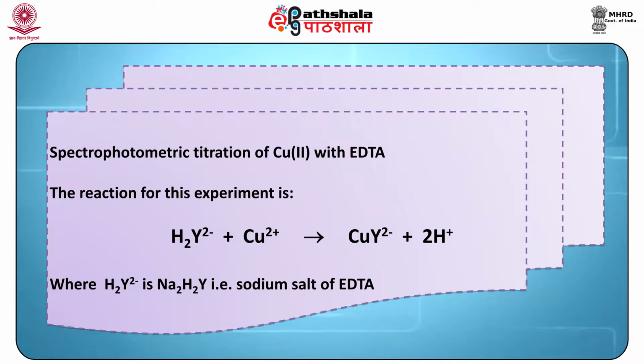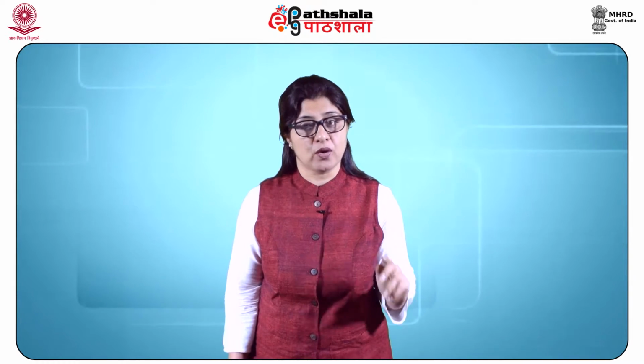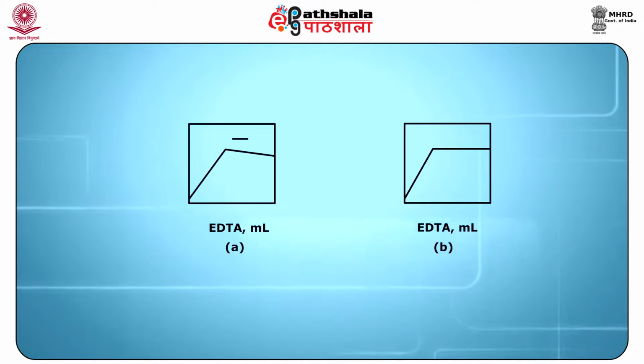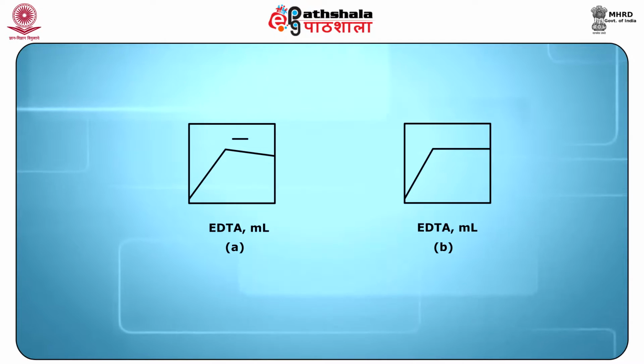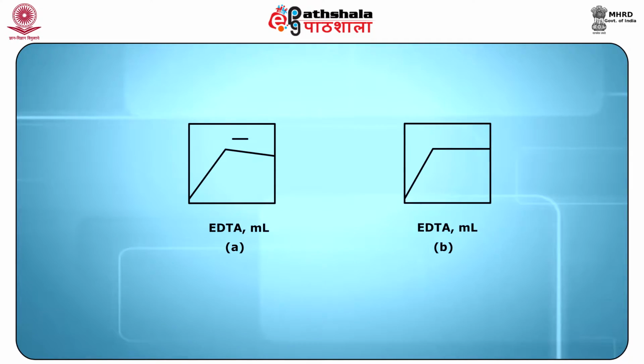For example, spectrophotometric titration of copper-2 with EDTA. The reaction for this experiment can be seen here, wherein a complex is formed, that is a sodium salt of EDTA. The titration is performed at 625 nanometers. Both the copper EDTA chelate and the copper-2 ion absorb at this wavelength, but the molar absorptivity of the chelate is much higher. The typical graph is shown here in figure 2 for the titration of copper-2 with EDTA and shows the marginal difference between the two.